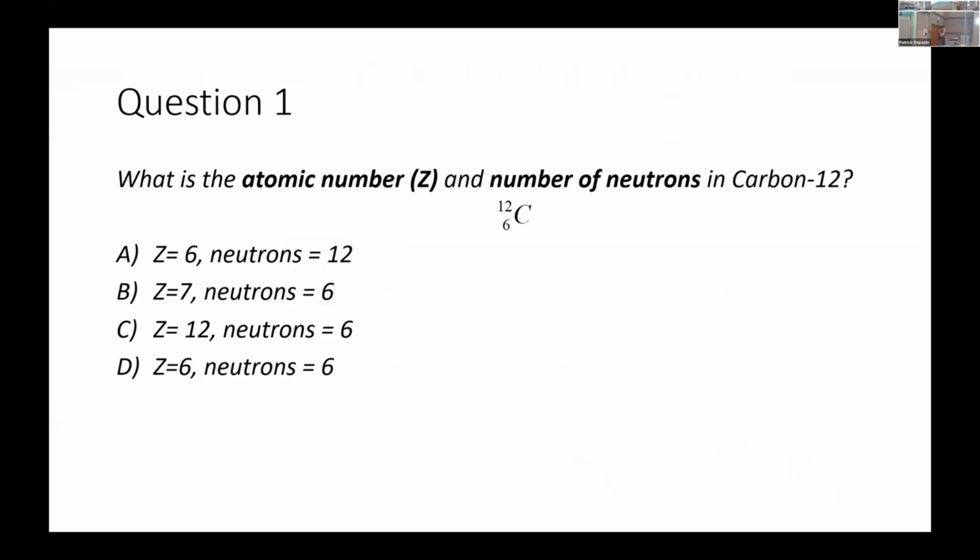So what is the atomic number, Z, and the number of neutrons of carbon-12? So there's a nuclear symbol for carbon-12. What is the atomic number of carbon-12? Anybody? 6, right. What's the atomic number for carbon-13? Yeah, so every carbon isotope has an atomic number of 6. What is the number of neutrons of carbon-12? 6, because the 12 represents the mass number. So the mass number minus the protons is going to be the neutron number. So it would be 6.